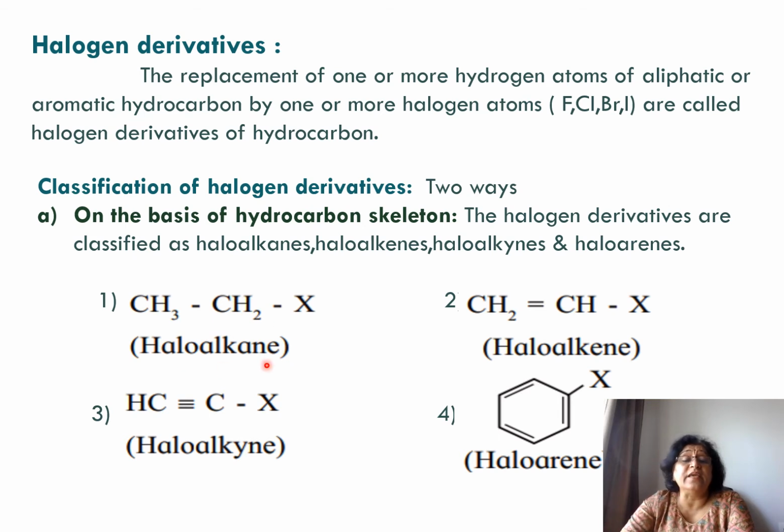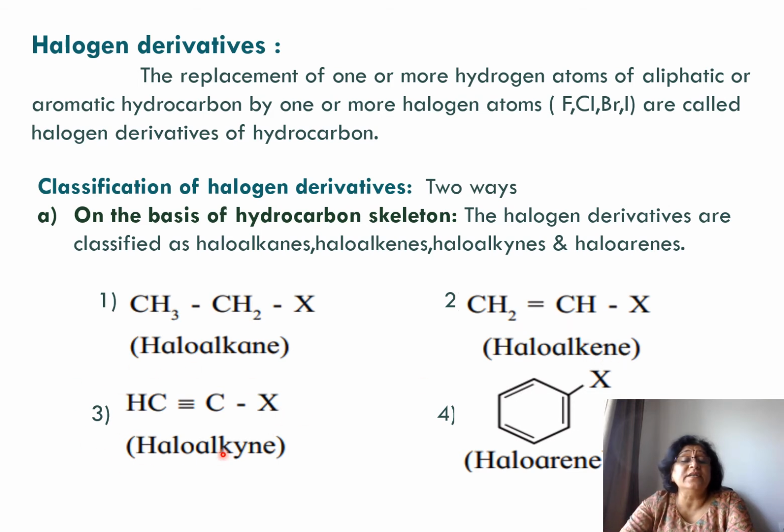The general formula of alkane is CnH2n+2 and the general formula of haloalkane is CnH2n+1X. Then haloalkene. Haloalkenes are derived from alkenes by replacement of one or more hydrogen atoms by halogen atoms. Examples will be haloethene, halopropene, like that. The general formula of alkene is CnH2n.